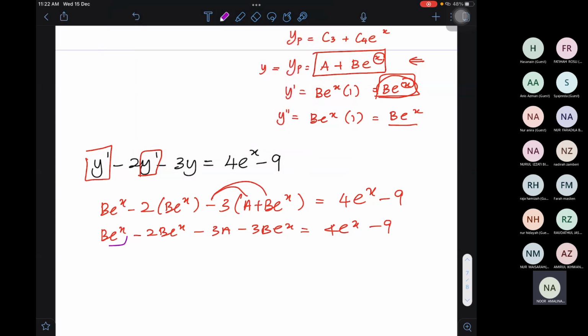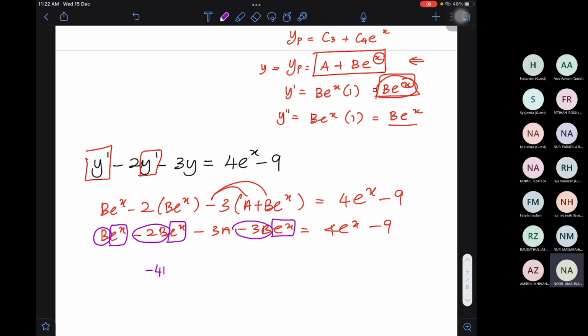Okay, so dekat sini awak tengok, ini exponent X, ini exponent X, ini exponent X. So kita boleh tambah dia punya B. B tolak 2B dapat negatif B. Negatif B tolak 3B awak dapat negatif 4B exponent X tolak 3A sama dengan 4 exponent X tolak 9.